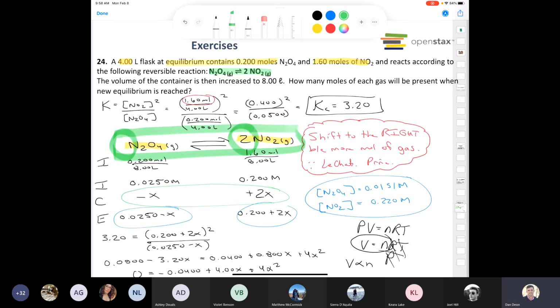And if it wants to fill up that space, it's going to have to go to the side that's going to take up more space. Conversely, if I squeeze it, what if I try to shrink everything down and put it in a small container?